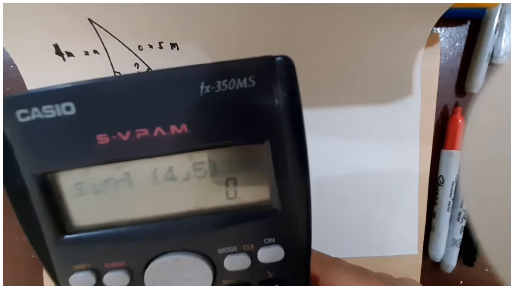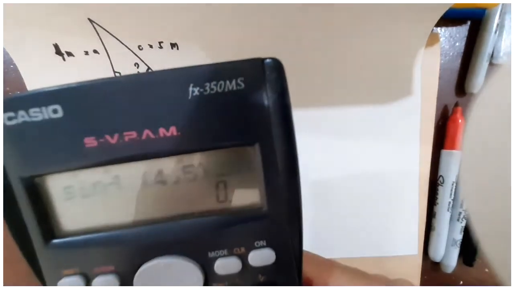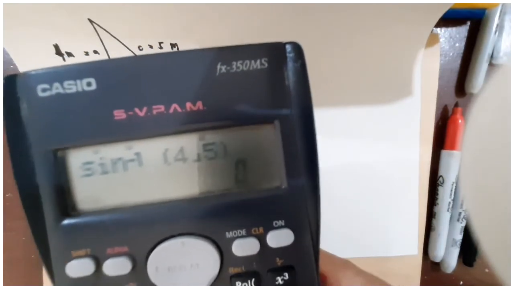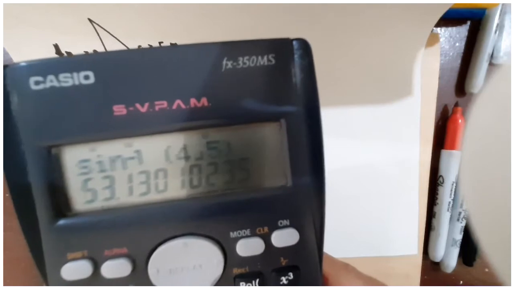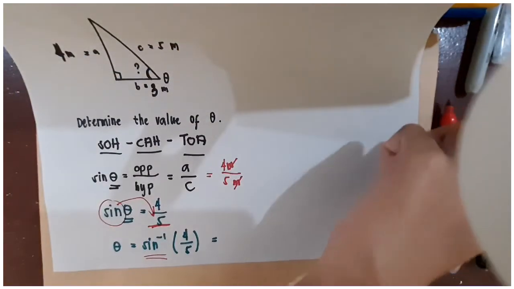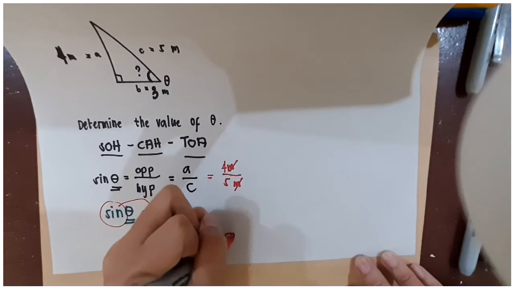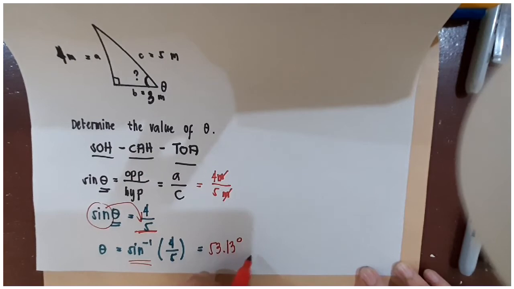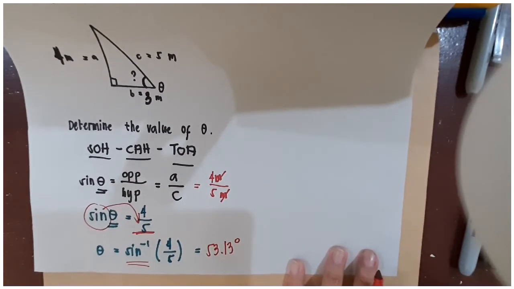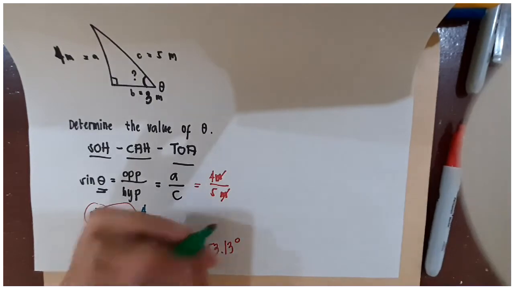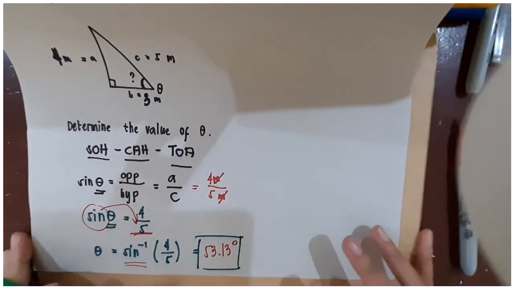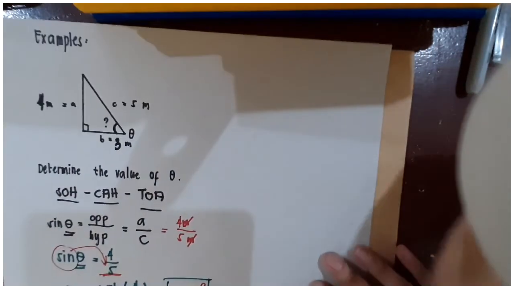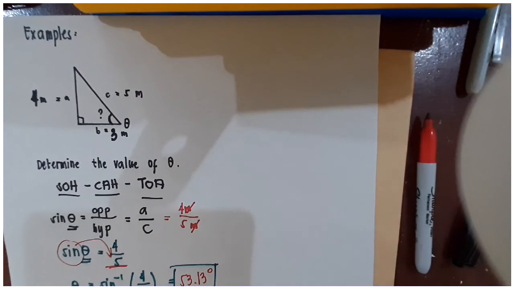Sorry. That's sine. Yes, 4 over 5. That is now equivalent to 53.13. Okay. We'll have it 53.13. Since this is an angle, your unit is degree. Okay, so you just write degree. That is now your answer. So let's check if this is correct by using cosine. Now what if we use cosine for this problem?